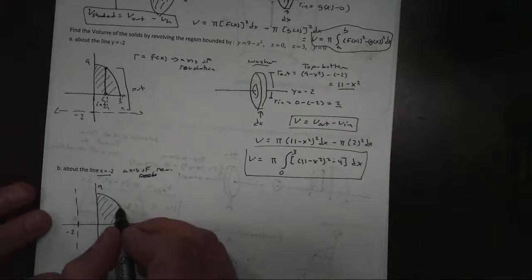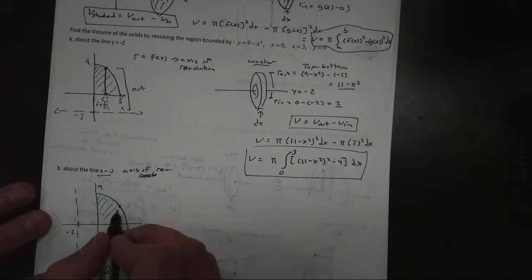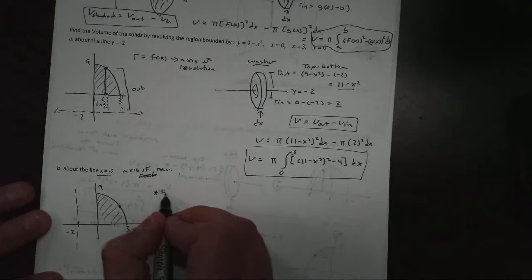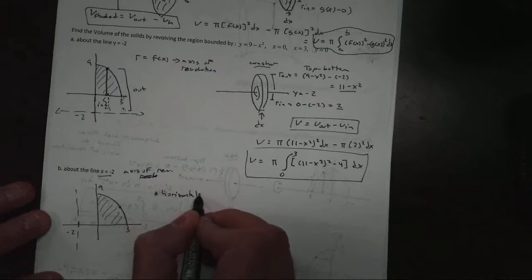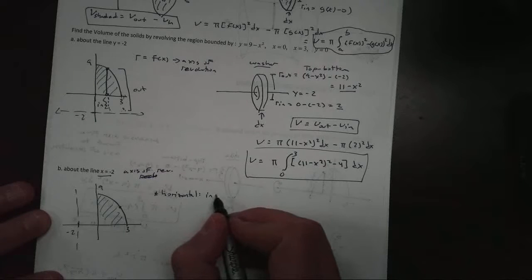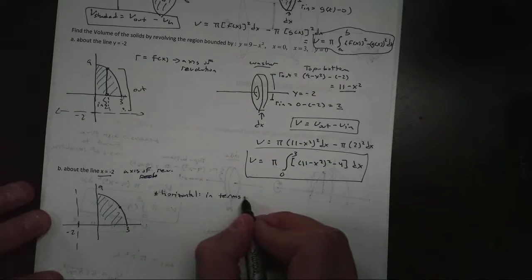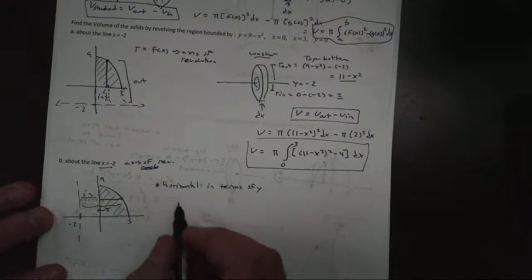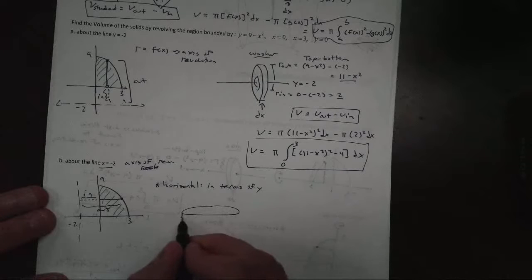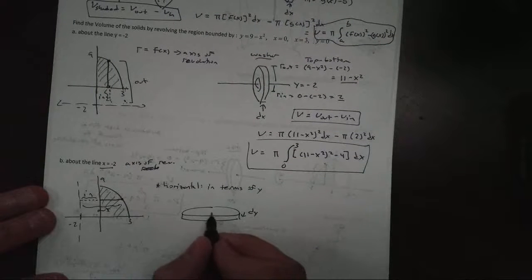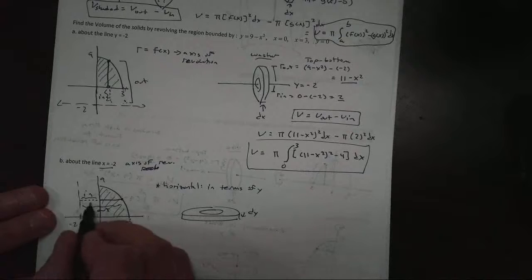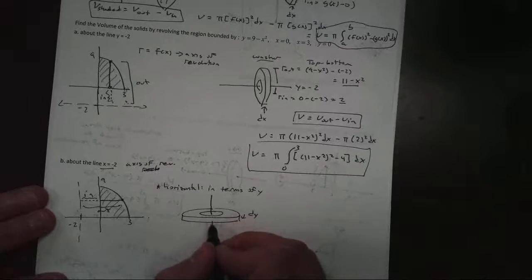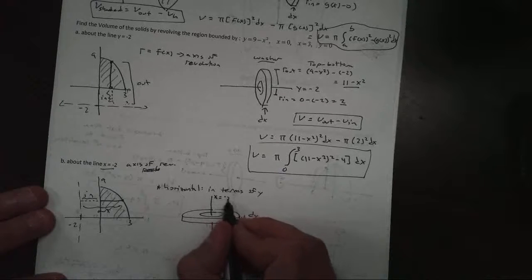So now, when I draw my radius, or my rectangle, it's horizontal. So you may recall, horizontal means we are in terms of y. So I'm going to draw horizontally, dash, dash, dash. There's my inside. There's my outside radius. So I draw it out. It has a thickness dy. It is a washer because of that gap right there, that hole. Now there's our line, x equals -2.